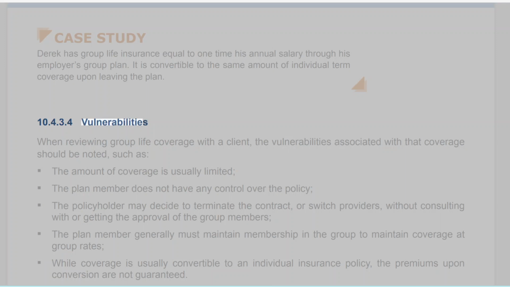10.4.3.4 Vulnerabilities. When reviewing group life coverage with a client, the vulnerabilities associated with that coverage should be noted, such as: the amount of coverage is usually limited. The plan member does not have any control over the policy. The policyholder may decide to terminate the contract, or switch providers, without consulting with or getting the approval of the group members. The plan member generally must maintain membership in the group to maintain coverage at group rates. While coverage is usually convertible to an individual insurance policy, the premiums upon conversion are not guaranteed.